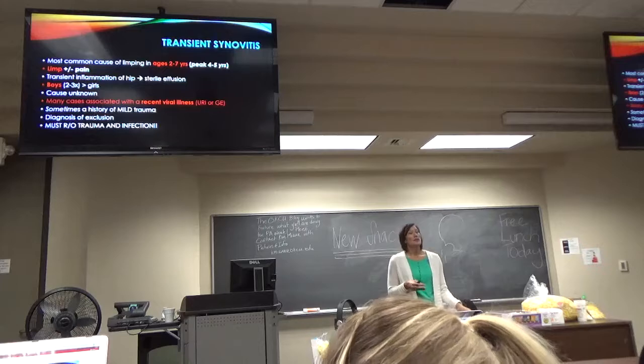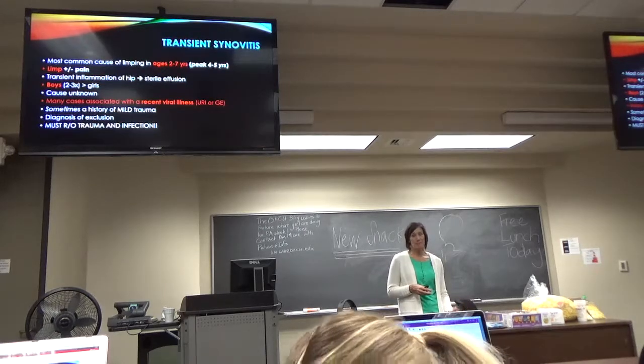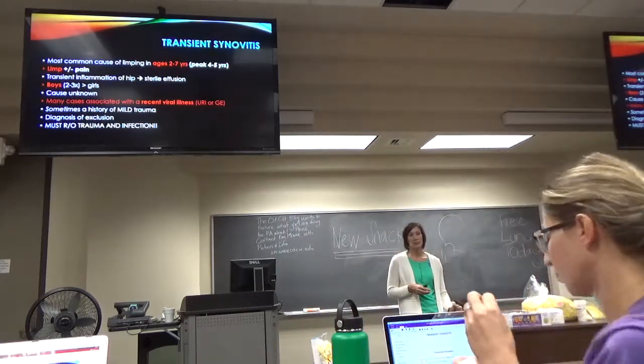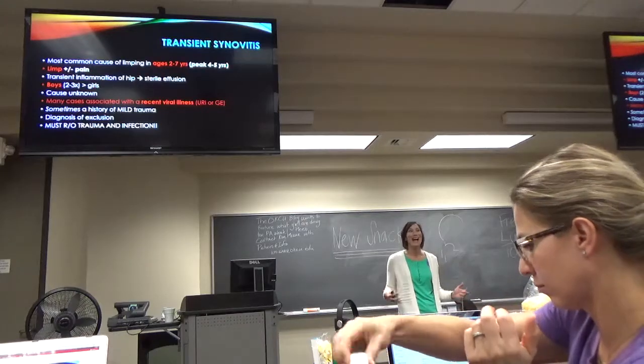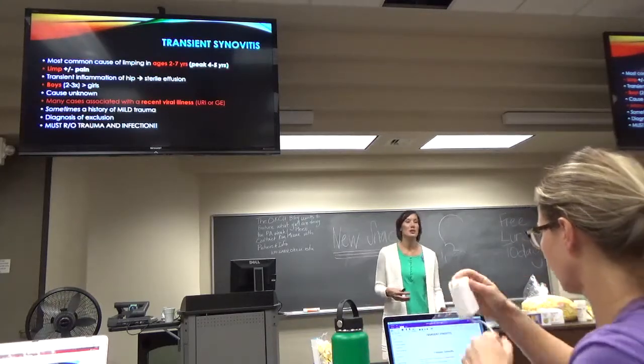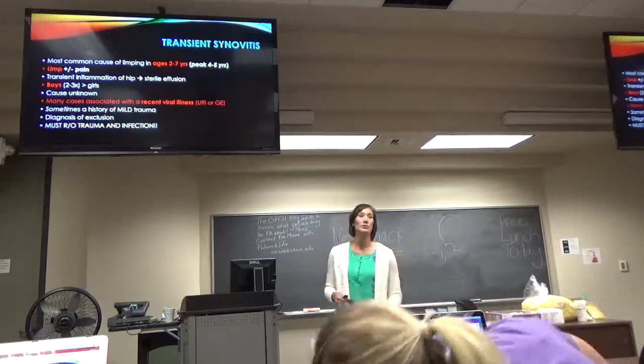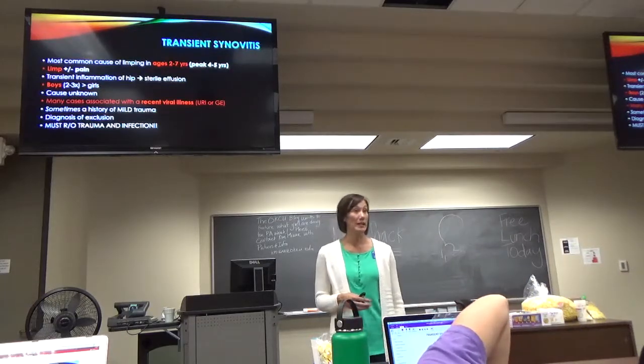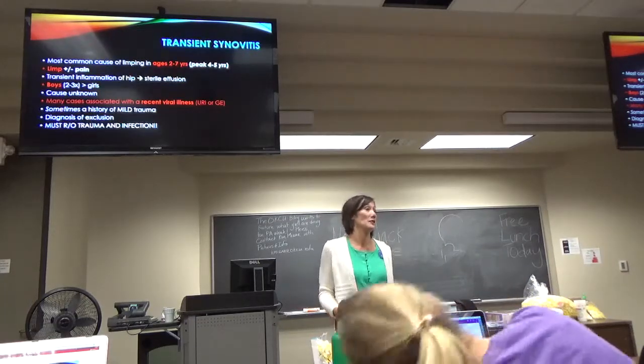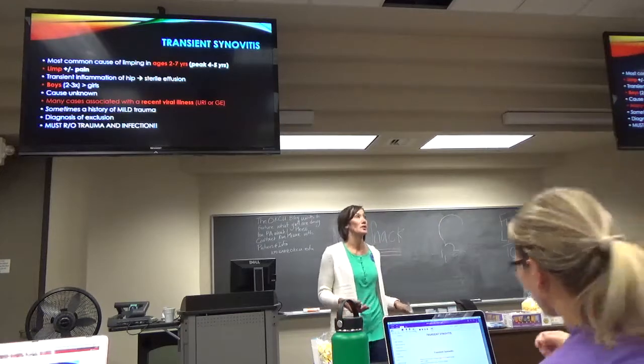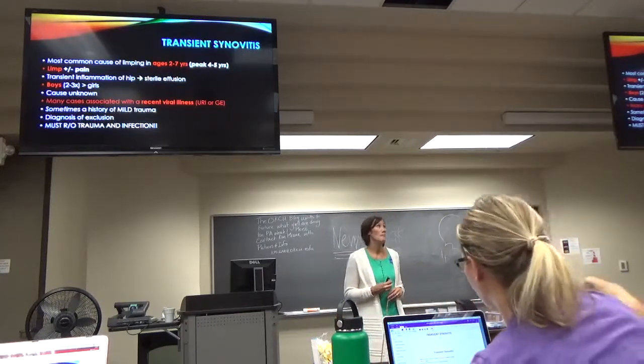It is usually a painless limp. The mom will just notice that the kid's walking funny, and it's antalgic. It's an antalgic gait, not a Trendelenburg gait. They're just shifting weight off of their sore leg. It could be in any joint: the ankle, the knee, the hip, but it's most commonly the hip.